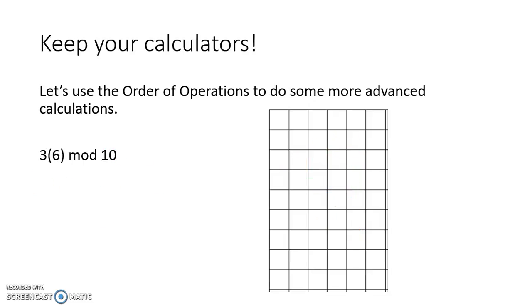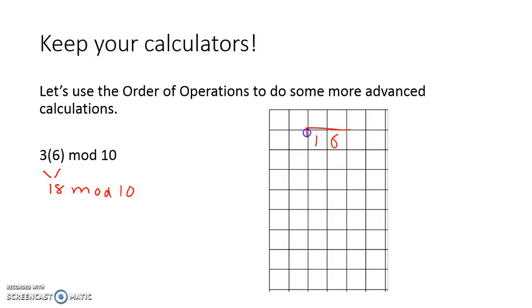Let's try one more type of problem. And again, keep your calculators. Use the order of operations. I have 3 times 6 mod 10. The first thing that comes up in this expression is multiplication. So I need to do 3 times 6, which is 18, and then mod 10. Go over here.